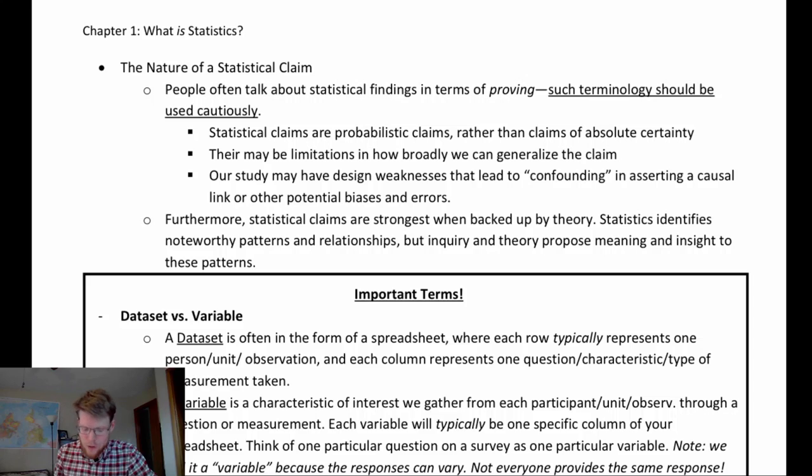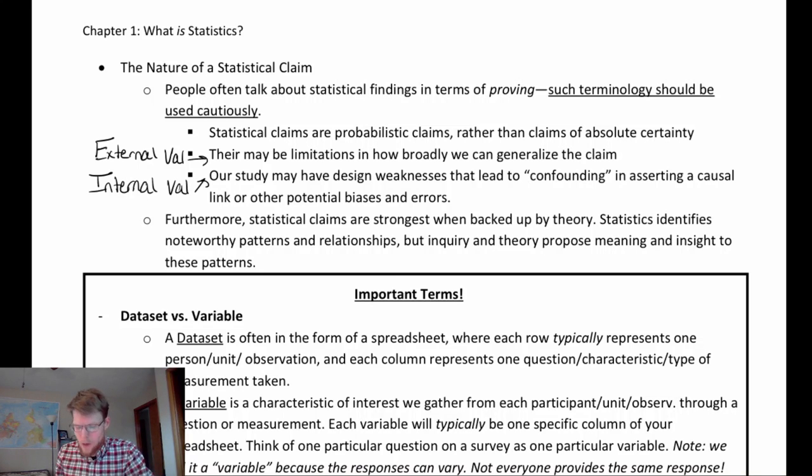So I'll mention two here. When we talk about the next chapter, these are going to be kind of lumped under external validity and internal validity, which we will define and talk about a lot more in the next chapter. But external validity has to do with limitations in how broadly we can generalize this claim, right? So if I have good external validity, then it means that my claims generalize well to a larger population in a larger setting in a larger time.